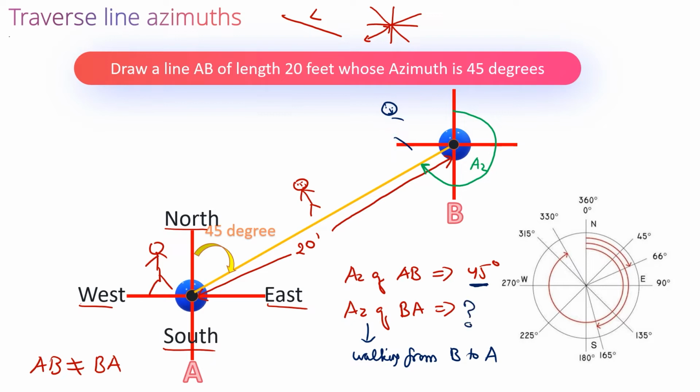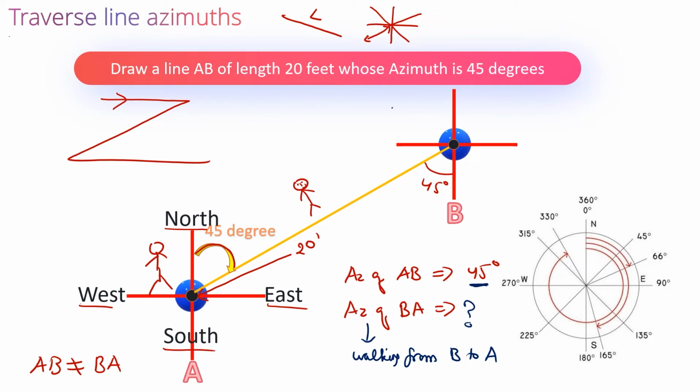To find the value of this, it is very, very easy. If this is 45 degrees, then this angle is also equal to 45 degrees. In geometry, if you have two parallel lines, and if this angle is x, then this angle would also be x. So I'm trying to give you some free geometry tips here. And the angle from here to here is 180 degrees, right?